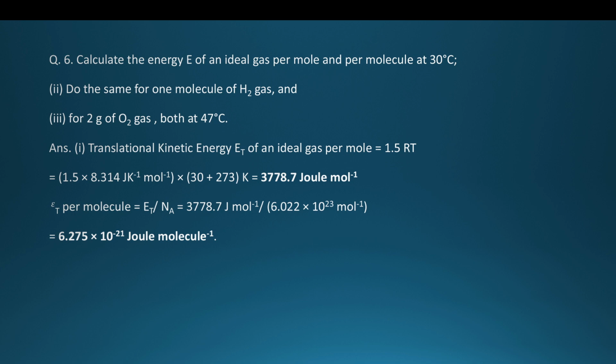Energy per molecule: simply divide the energy per mole by Avogadro number, which is 6.022 multiplied by 10 to the power 23 per mole. The result comes out to be 6.275 times 10 to the power minus 21 joule per molecule.